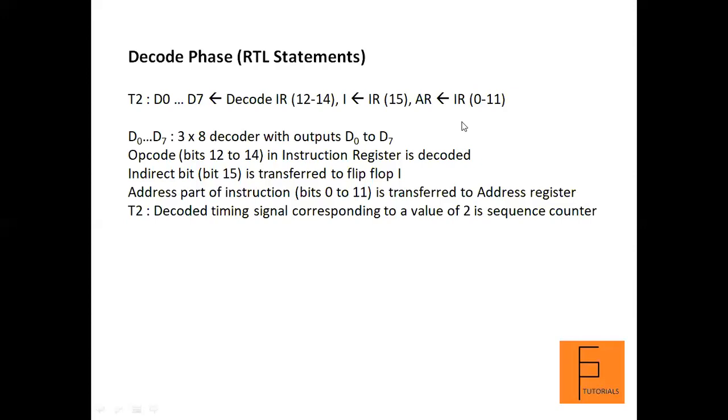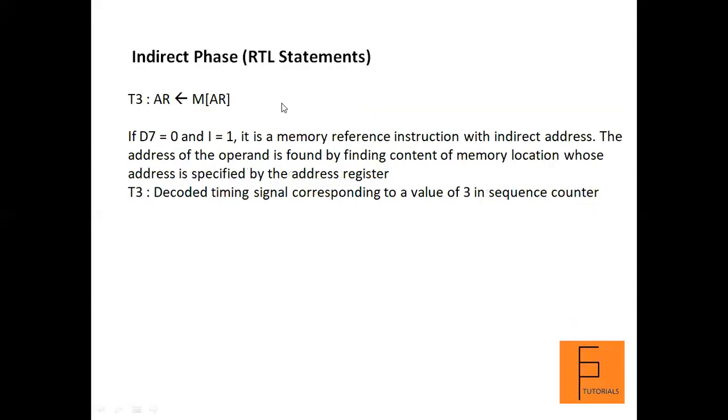Okay, one more thing before I move on to the next slide, this I is a flip-flop. The 15th bit of the instruction register is stored in this variable I, and this variable I denotes a flip-flop. Now moving on, for the indirect phase, you take M of AR. M of AR means the memory location denoted by the value of AR. I'll repeat again. Here, M box brackets AR denotes the memory address given by the value of the address register.